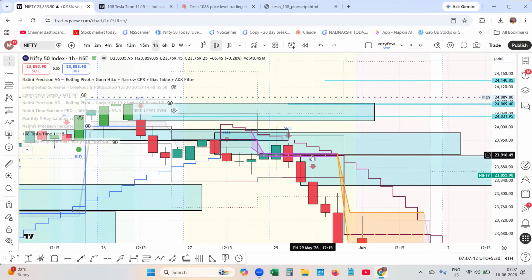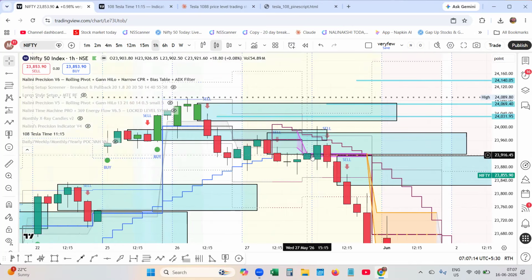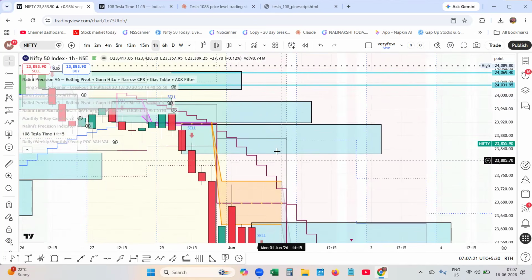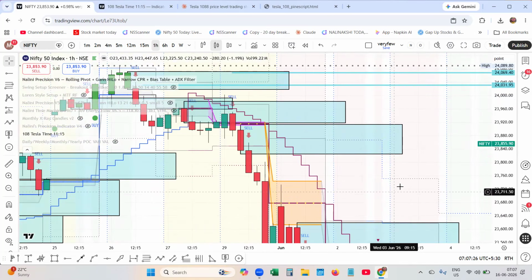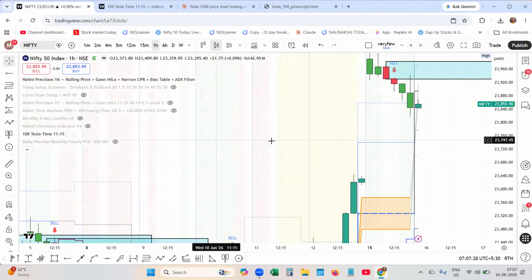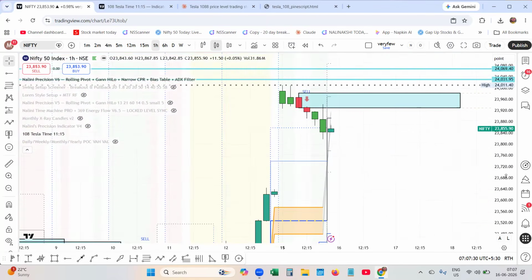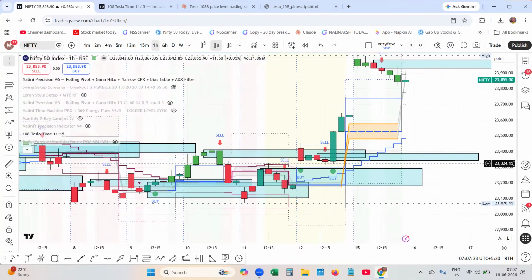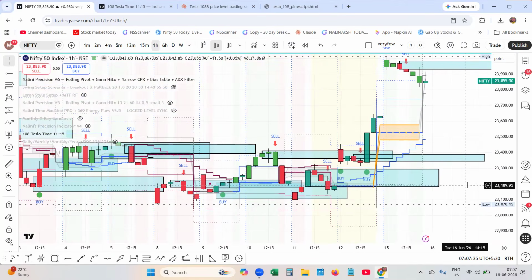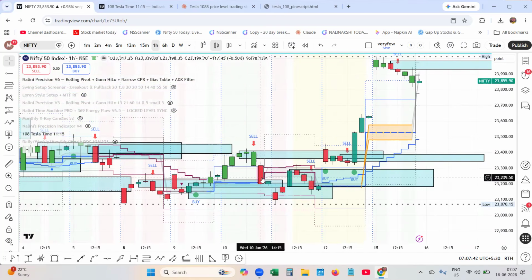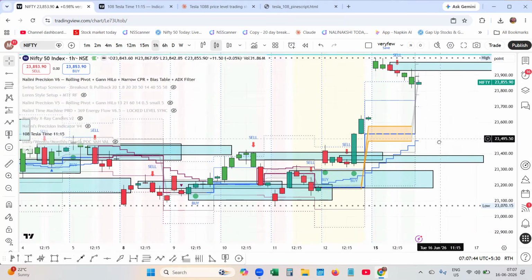If I put this one, you can see beautifully, this is a narrow CPR formed over here. I've added narrow CPR for this. And then beautifully expansion has come over here. This catches your eye, 23,920. Now let us come over here, and can you see so beautifully Tesla time aligning, buy signals coming into the market and Gann aligning over here.